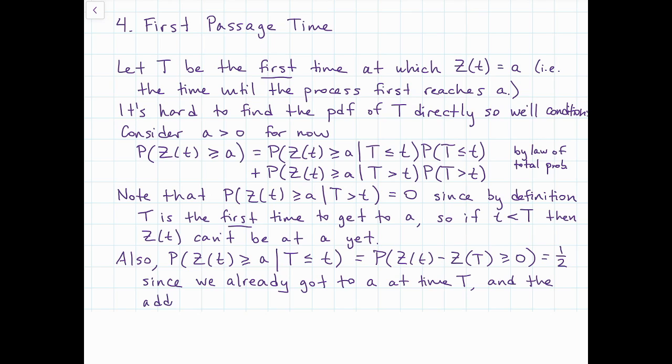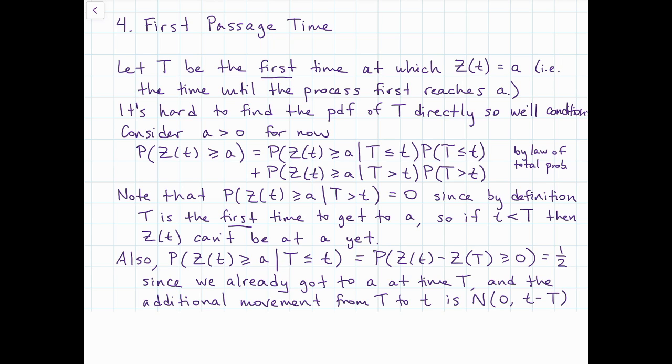So the additional movement that happens between time big T and time little t is going to be normally distributed with mean 0 and variance little t minus big T. And because it's normal with mean 0, the probability that it's positive is just 1/2. Again, a little bit of thinking has to go into this argument. We've already gotten to a, so at any future time, the probability of being above or below a is 1/2, because this is standard Brownian motion and it's symmetric.